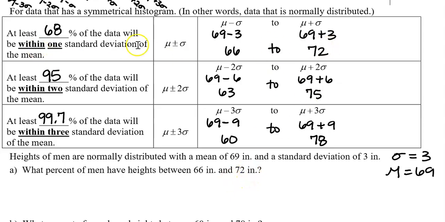So question A reads, what percent of men have heights between 66 and 72 inches? Well, we have that right here from just going within one standard deviation of the mean. Between 66 and 72 inches, there must be at least 68% of the data there. There could be a little bit more, but the empirical rule says that at least 68% of the data must be within one standard deviation of the mean.